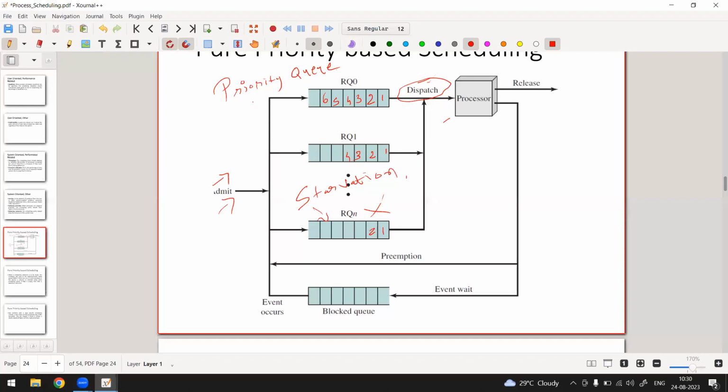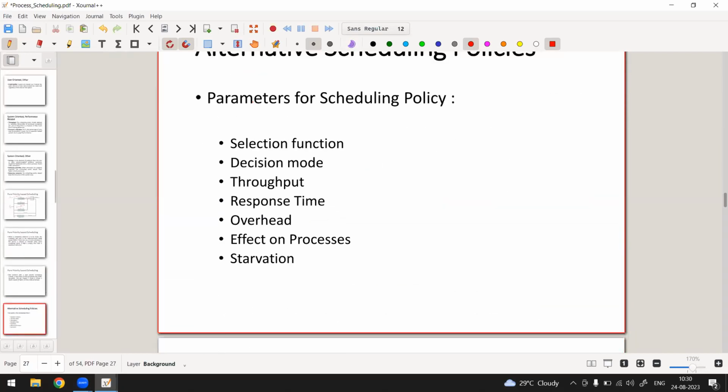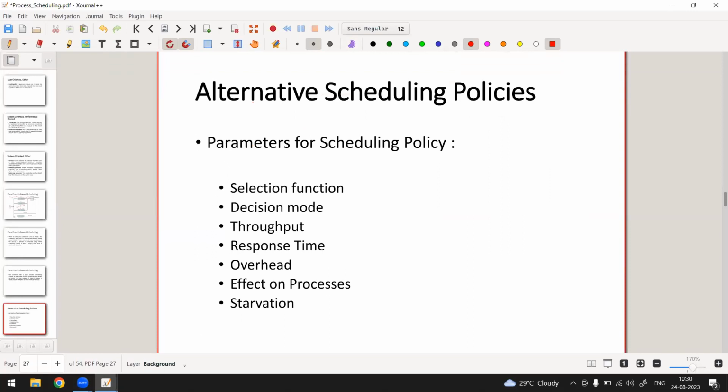So this is the meaning of pure priority based scheduling. Now, we have seen the problem of pure priority based scheduling. So we should not always use the pure priority based scheduling scheme, and we should look for some alternative scheduling policies.